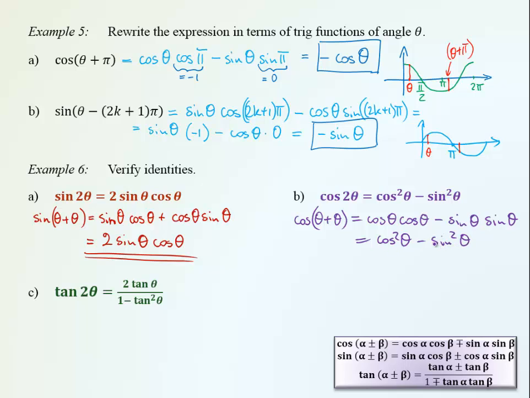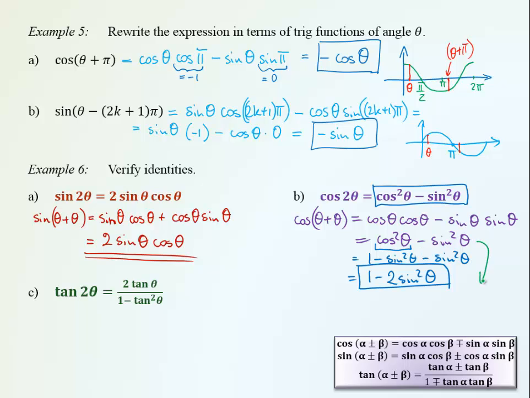Obviously, since we can replace either cosine square or sine square by using the Pythagorean identity, then we can create equivalent formulas for cosine double angle. For example, if I replace cosine square by 1 minus sine square, and then I have another sine square here, then the same formula can be written in the form 1 minus 2 sine square. So it's another version of this formula. Or even if I replace the sine square by 1 minus cosine square and then copy the rest, then I create a formula 2 cosine square minus 1. So that's the third version of the cosine double angle formula.